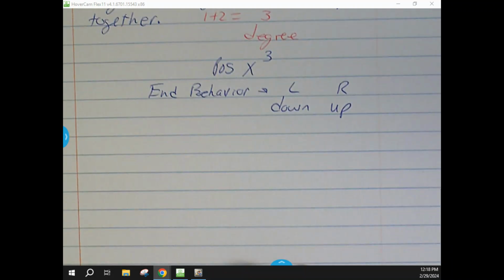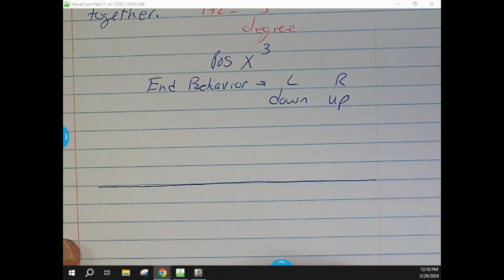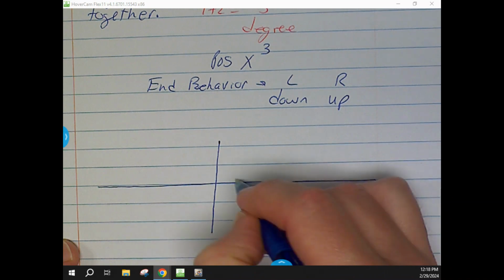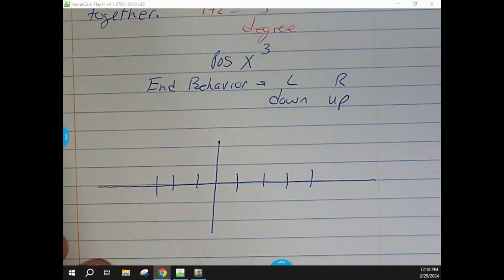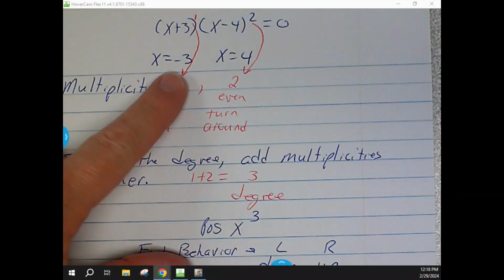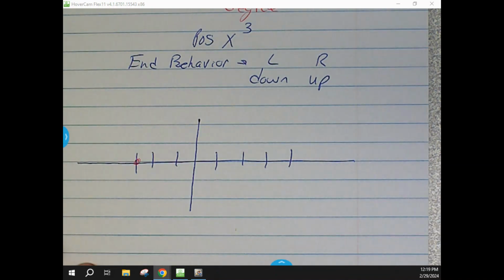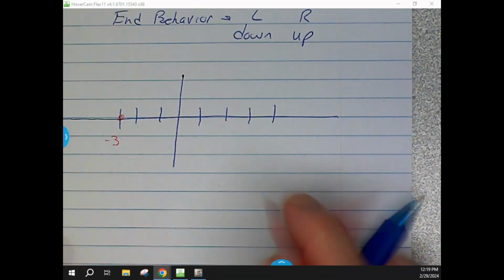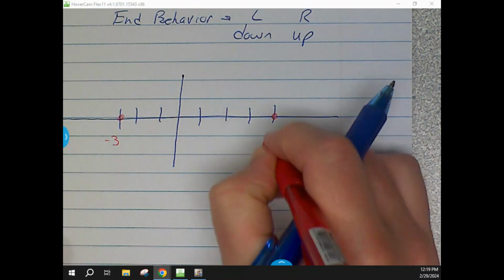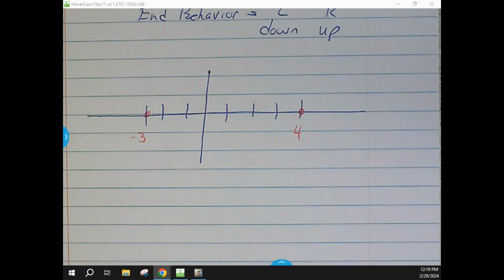All right, so here's how we're going to sketch the graph on this one. We know this one is x equals negative 3, so we put a dot at negative 3. The other answer we had was x equals 4, so we put a dot at 4 on the x-axis. So the solutions, when we're graphing those, are the points where the graph is going to cross over the x-axis.